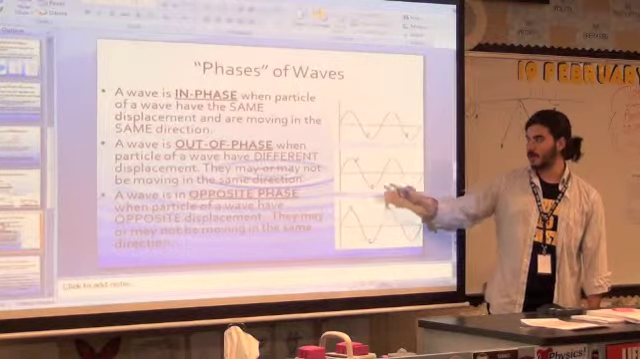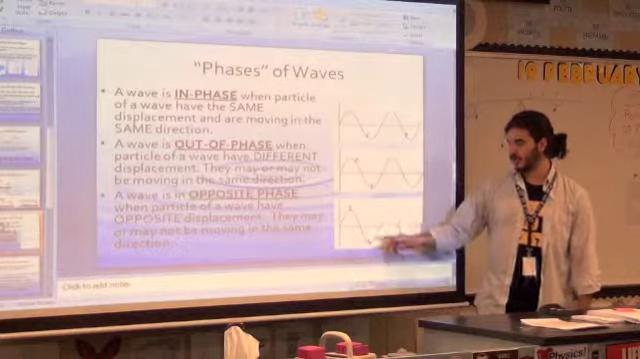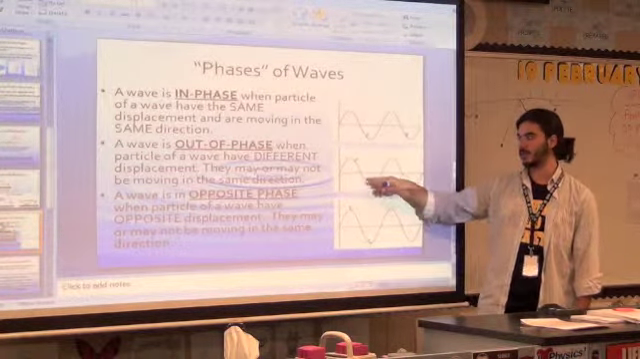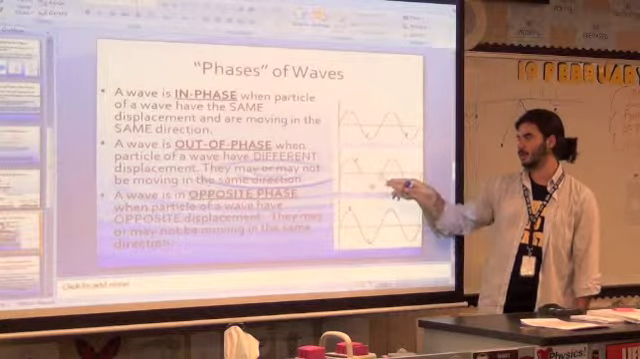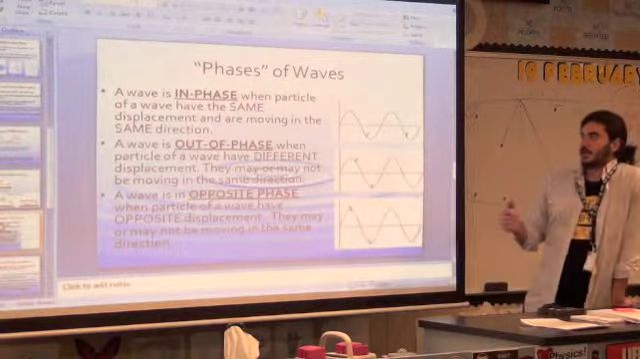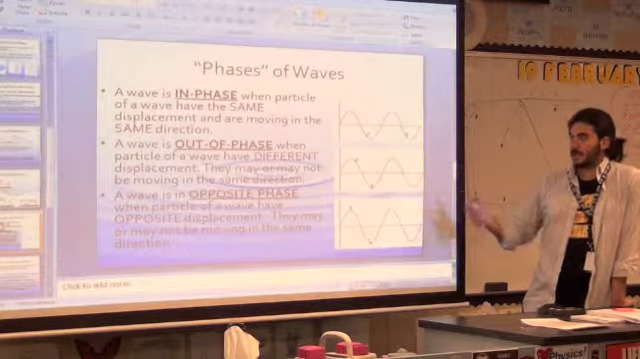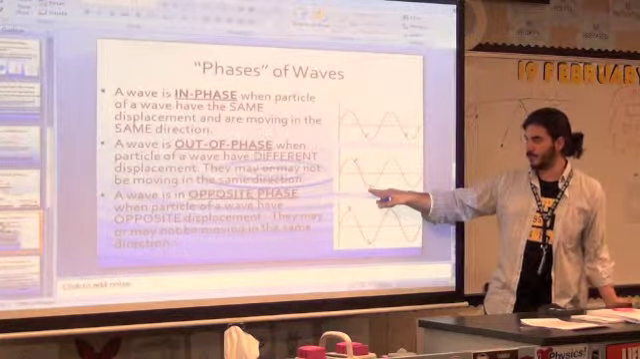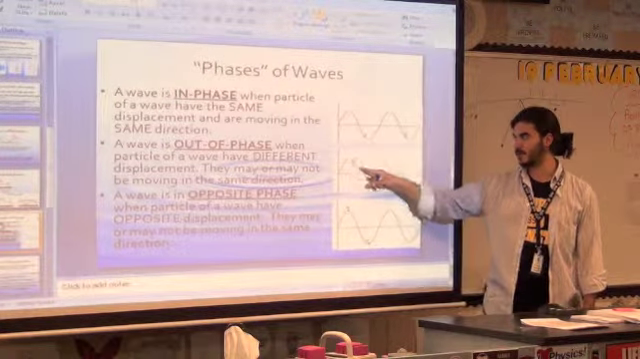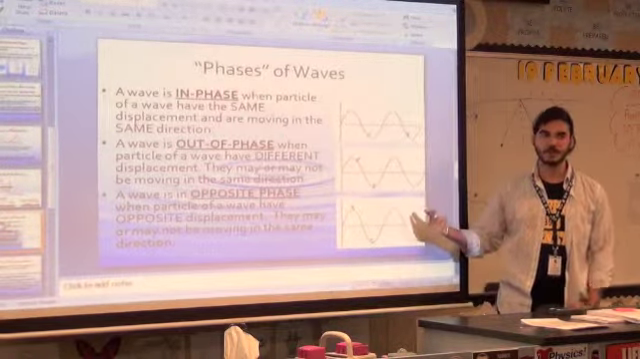If they aren't at the same spots, as long as they're not at opposite spots, it's considered out of phase. So if you have one here and one not quite at the peak, or one here and one here or something, those are out of phase and they'll have a different displacement. And they may or may not be moving in the same direction, because right now this one's instantaneous velocity is pointing this way and this one's instantaneous velocity is pointing this way, so they're not traveling in the same direction.